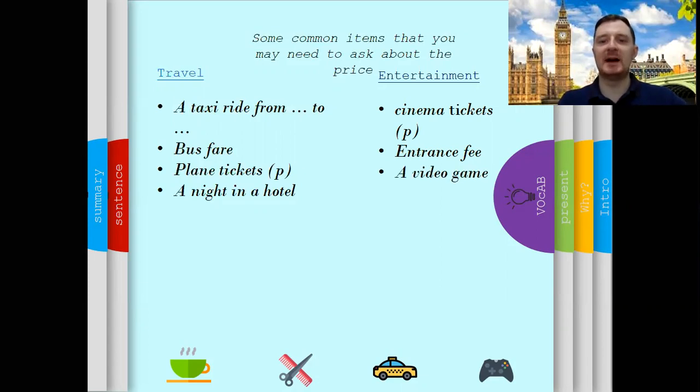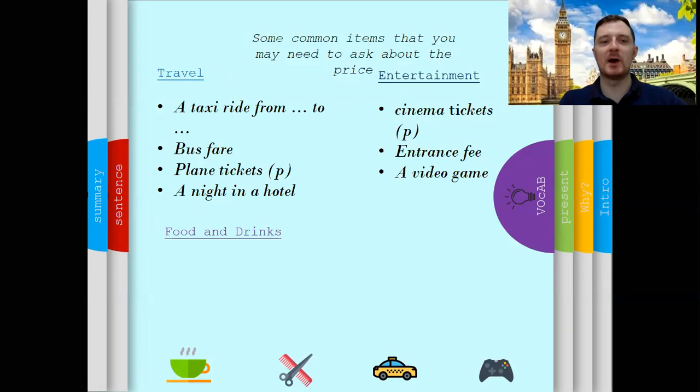And the last one, video game. Video game, I guess more popular nowadays with the younger people. Okay, so here we have 2 categories so far, travel, entertainment. Okay, and these are some things that we usually ask for the price. So next up we have the food and drinks.